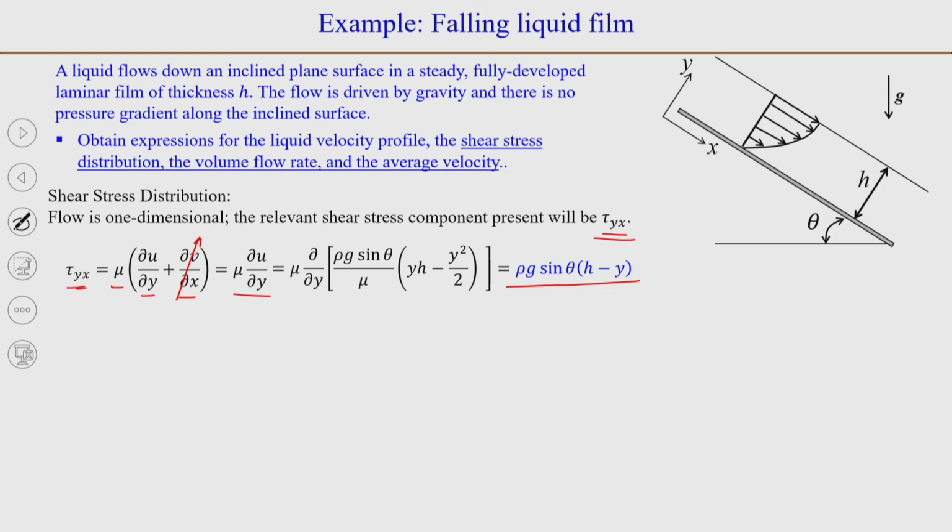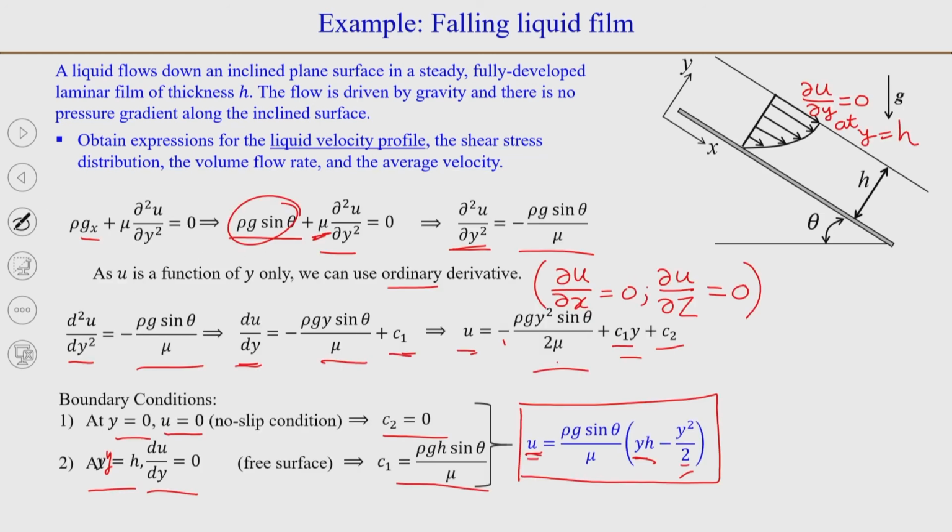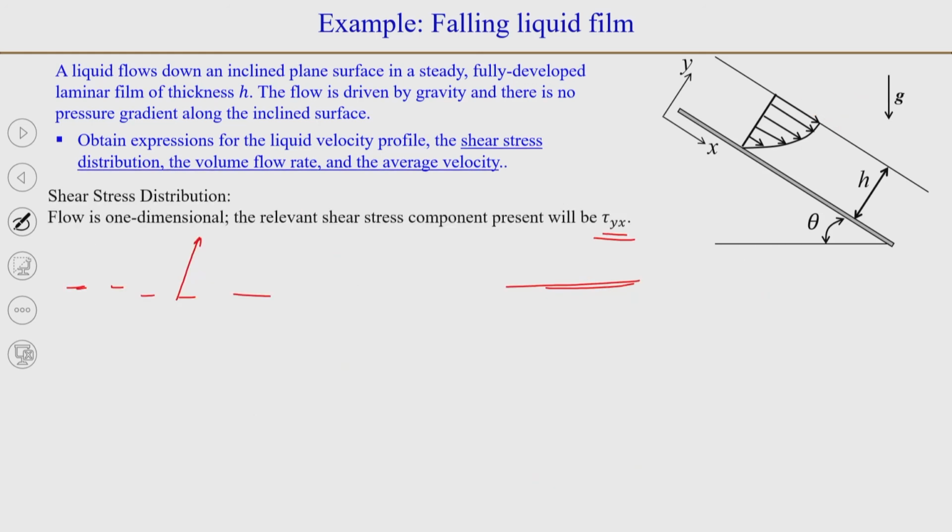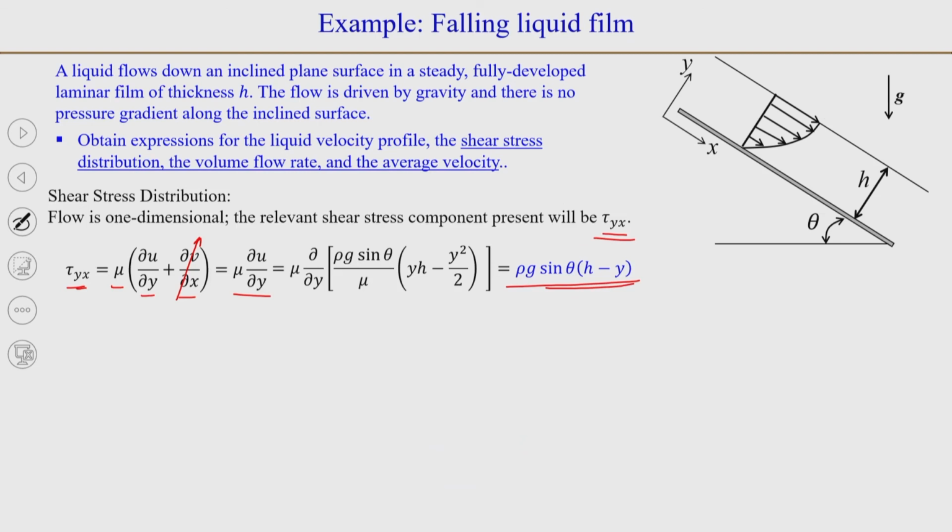So, that is the general expression for the shear stress in the liquid film, and you can see that this equation is linear. So, you will have the linear variation of shear stress, whereas the velocity profile, as you saw in here, this equation is parabolic. So, you have a parabolic variation of velocity profile here.